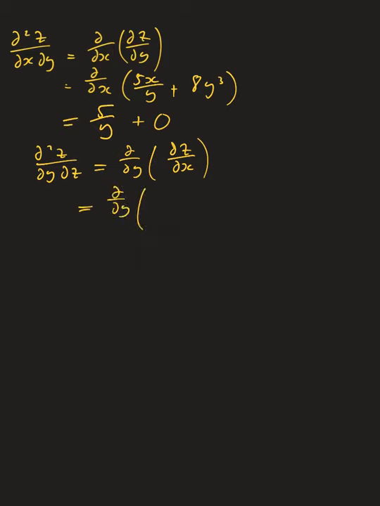So we got ∂z/∂x earlier. It's 5 times log y minus 24x. So I differentiate that now with respect to y, treating x as a constant. The derivative of log y with respect to y is 1 over y, so that's 5 times 1 over y. 24x has no y's in it, so that goes to 0. So I'm left with 5 over y. And of course they're the same, no matter what way I do it.